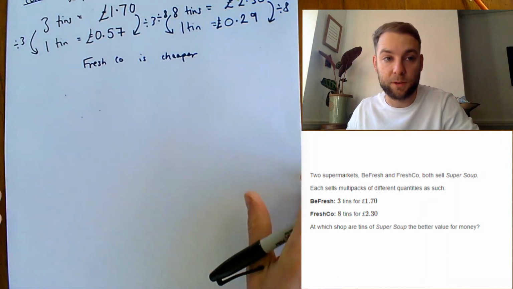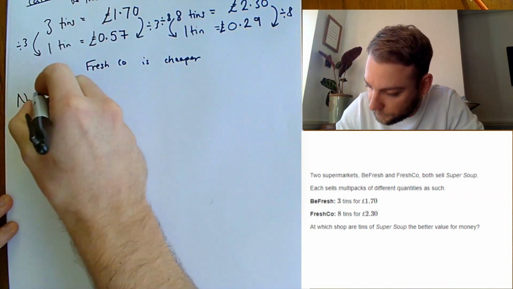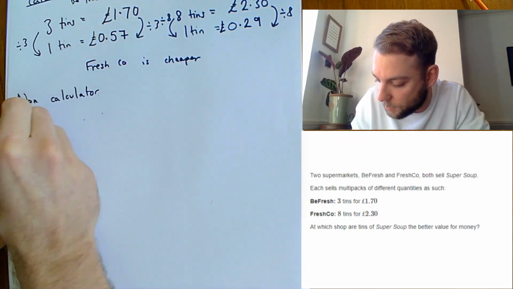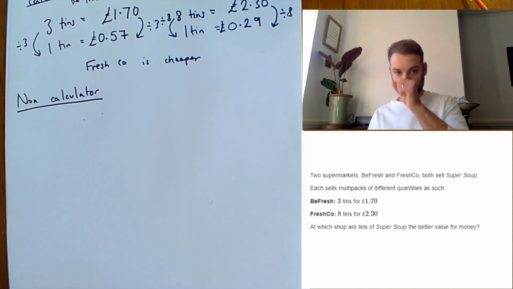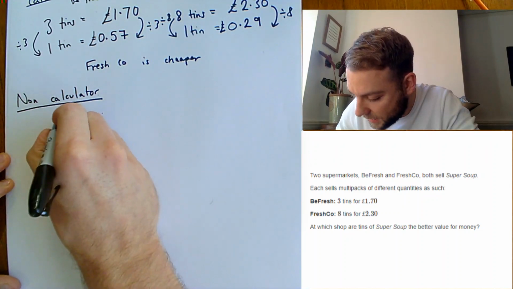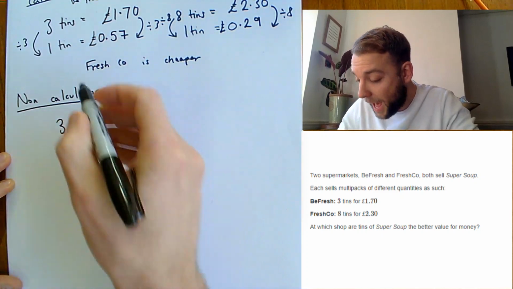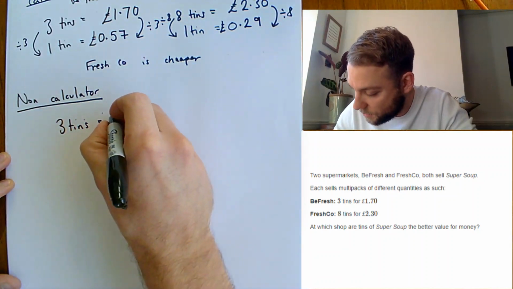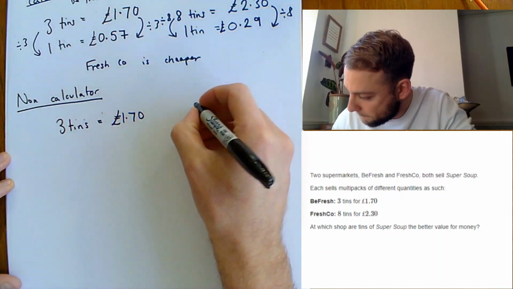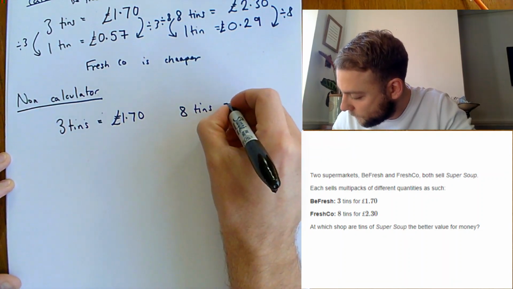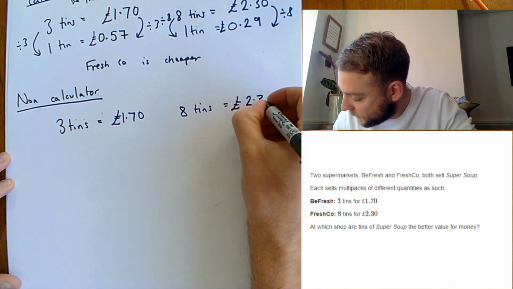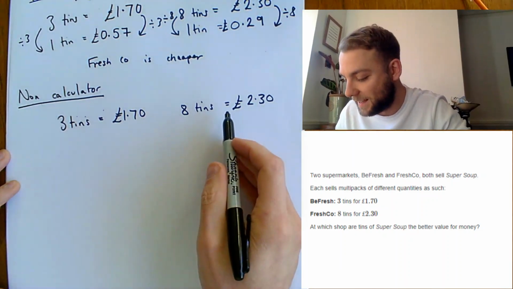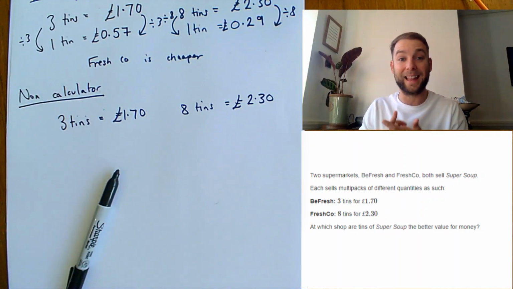Now, a lot of the times these kind of questions come up on non-calculator. So I'm just going to show you how to do that as well. With a non-calculator method, you can divide this by 3 using the bus stop method if you want. However, another way to do this is to find the lowest common multiple of 3 and 8 tins. So the number that 3 and 8 go into.